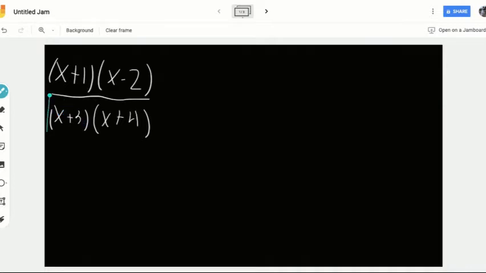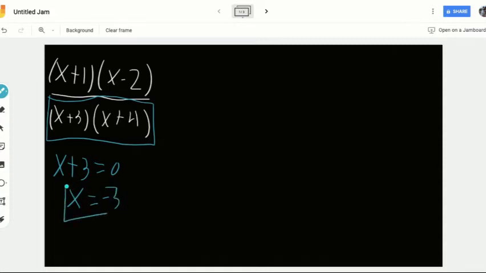So the denominator will tell us when they are undefined. So we're going to go ahead and take the denominator, set each piece equal to 0. x plus 3 equals 0. So I'm going to say x equals negative 3 is one of my undefineds, or vertical asymptotes, as we just did in 1.9, right? Whatever makes a rational expression undefined gives us a vertical asymptote on the graph.